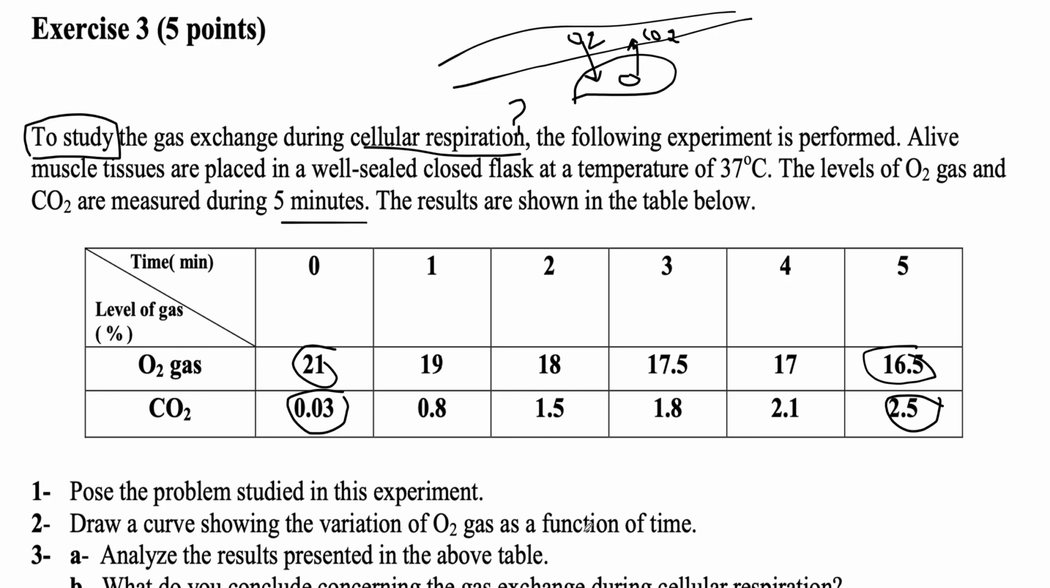Draw a curve showing the variation of O2 as a function of time. I put here time in minutes. Since the experiment lasts 5 minutes, I take 0, 1, 2, 3, 4, 5. The level of oxygen goes from 21 to 16.5, so I choose a scale, for example 1 minute and 1%, and I draw it. The level of oxygen decreases from 21 to 16.5. Next semester we will see how to draw graphs. Don't focus on it now, no graph will come in the midterm.